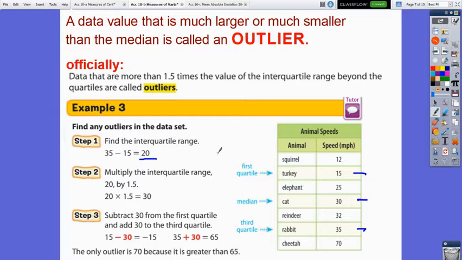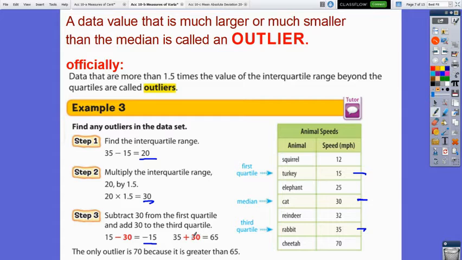And so to check for outliers, it's 1.5 times the interquartile range. 1.5 times 20 is 30. And you subtract 30 from your first quartile number. 15 minus 30 is negative 15. So you don't have any outliers on the low side because it would be a negative number.